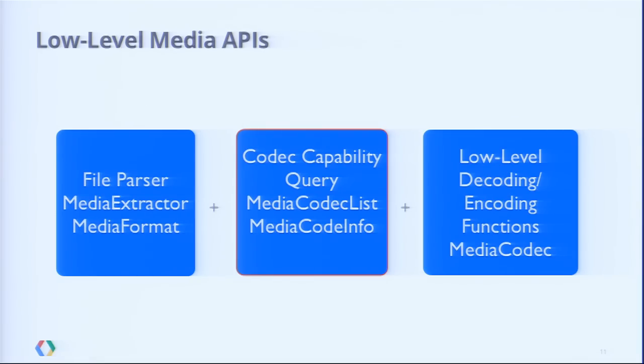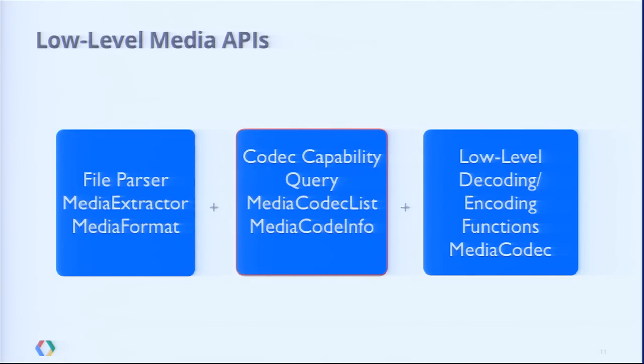I want to emphasize the file parser media extractor class basically supports all the existing formats we are currently supporting on the Android platform. However, if you want to support a file format that is not currently supported, you need to implement your own file parser. So this media extractor basically just provides you an example of how you can implement your own media extractor to support a new file format that is not supported. So that's the first part of the low-level media API.